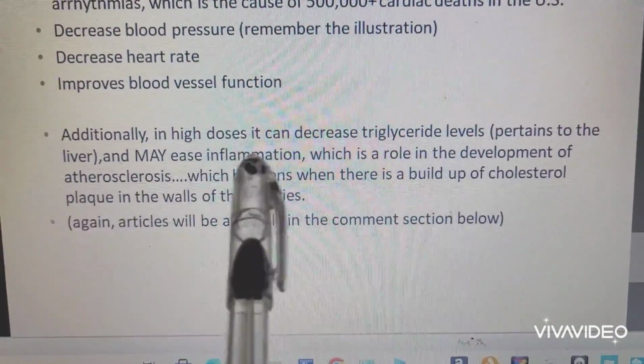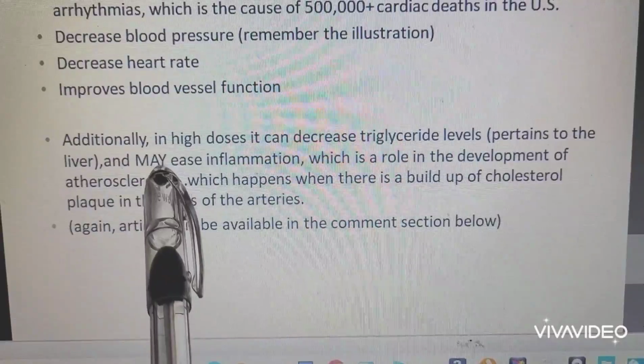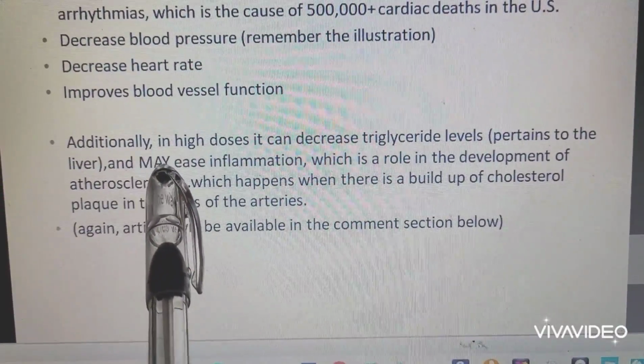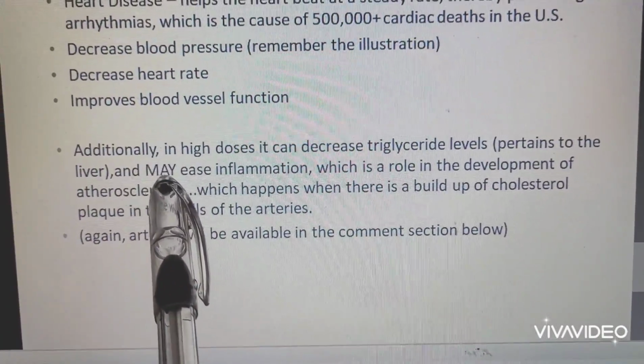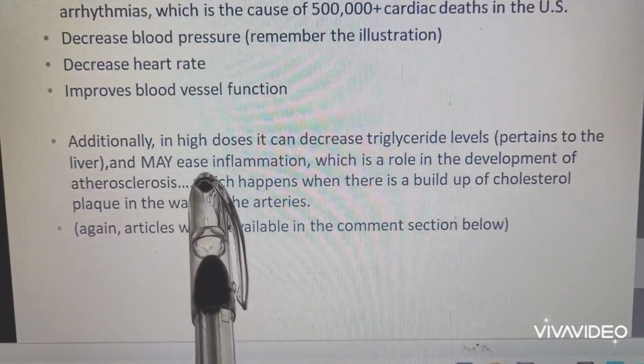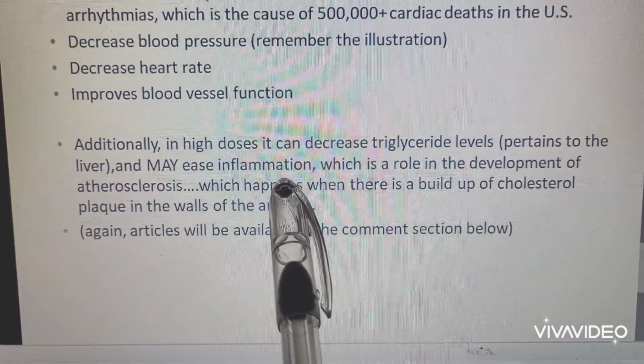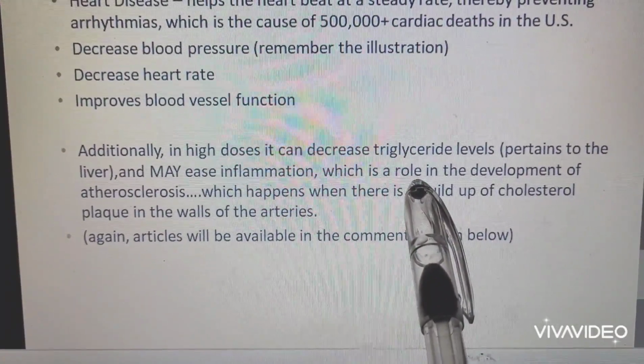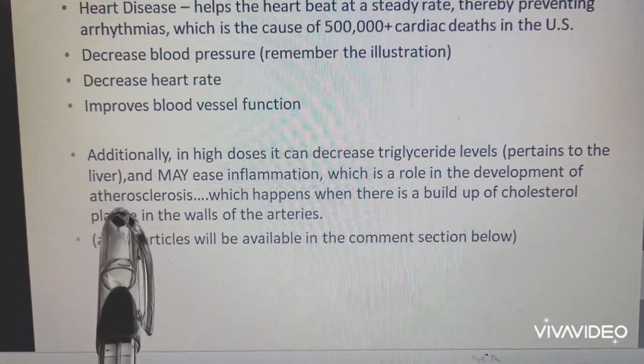Okay, so if this is high, we have to start looking at your cholesterol levels. And "may" I put in all caps, that means there could still be some studies going on with this, and it may ease inflammation, which plays a role in the development of what?